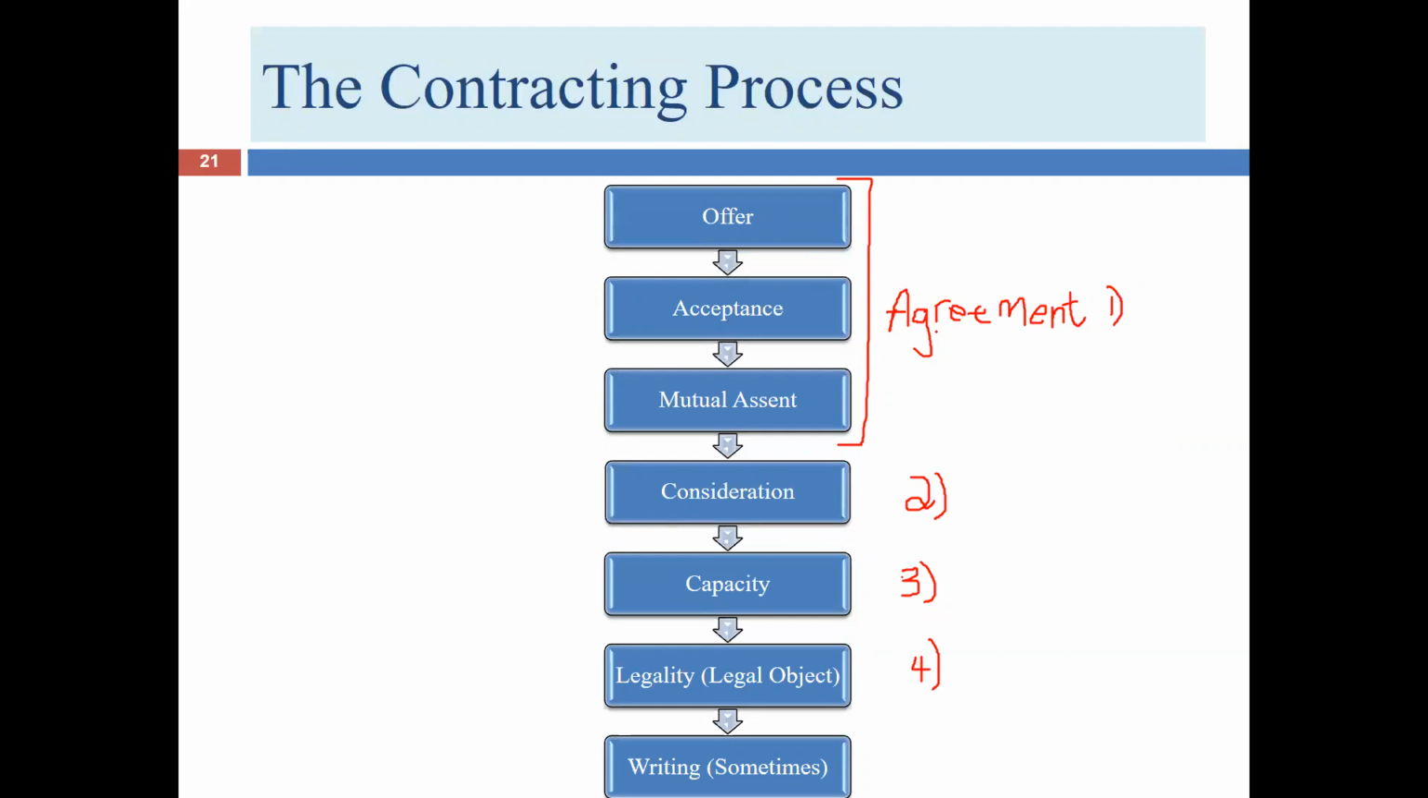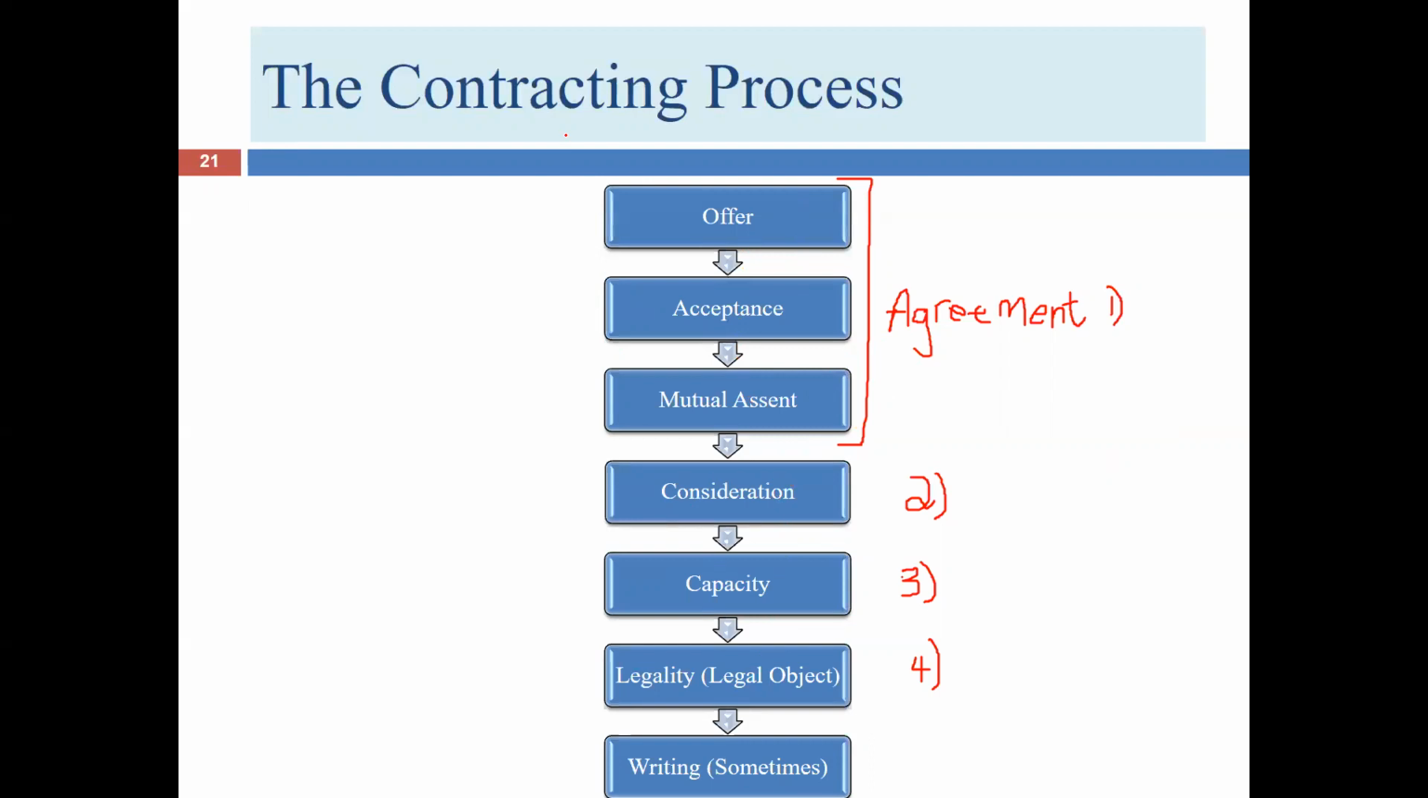Now, one of our elements here, agreement, has some elements of its own. In order to have an agreement, we need 3 things. If we're missing any of these 3 things, we don't have an agreement. And if we don't have an agreement, we don't have a contract, right? So we need to have an offer. That needs to be followed by an acceptance. And the parties have to have mutual assent, a meeting of the minds. We need to have all 3 of these things in order to have an agreement. If we have an agreement, consideration, capacity, and legality, it's very likely we have a contract.